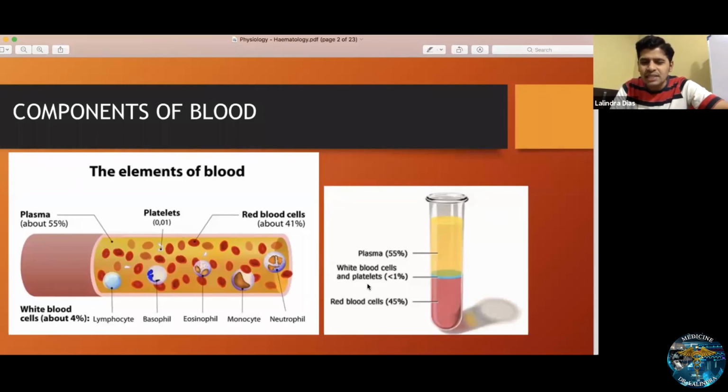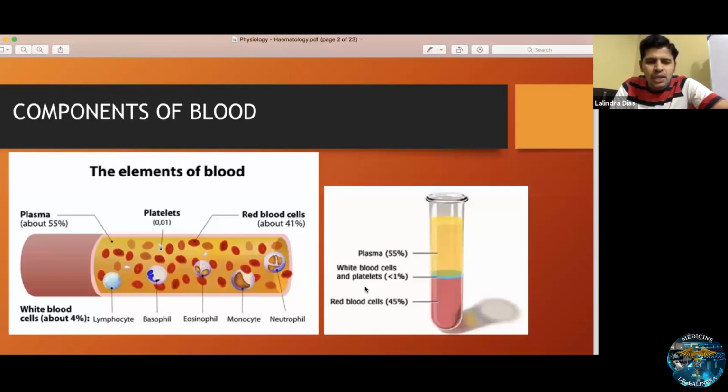The platelets are less than 1% and the white cells about 4%. Different books, different percentages. So white blood cells and platelets are only a very small component, but they have a very important role to play, though they are small in number. So remember, they have a small percentage. The main component is plasma 55%, and then you have your red cells, almost 41 to 45%, and your white cells and platelets are only a minority, a small component.